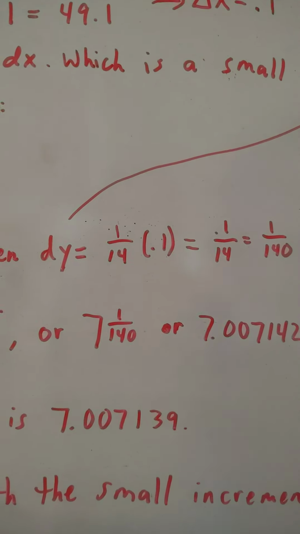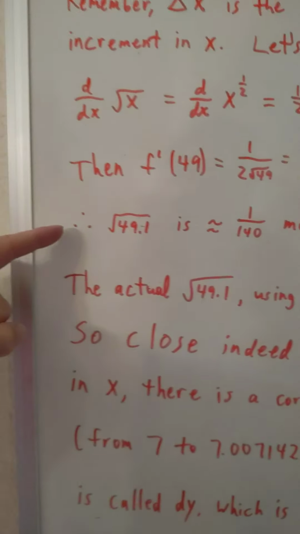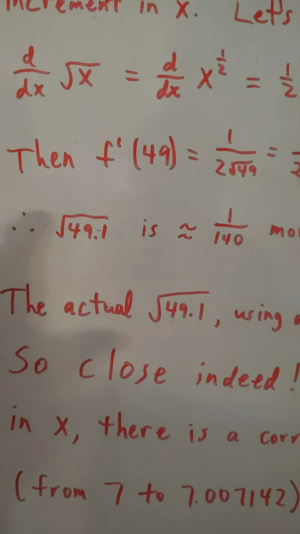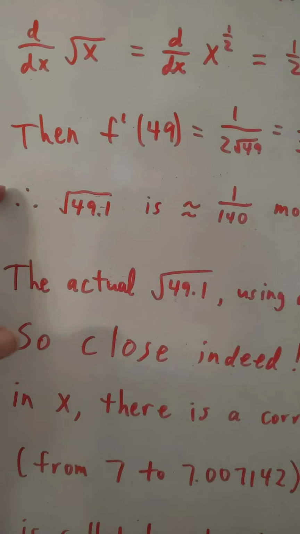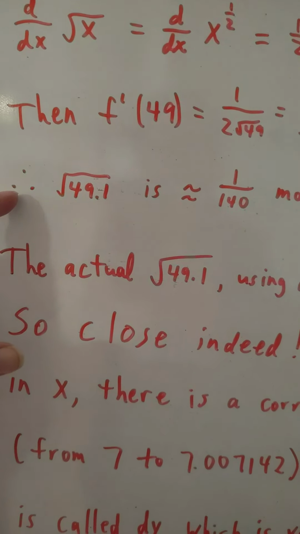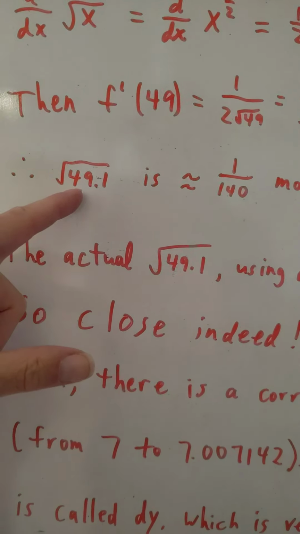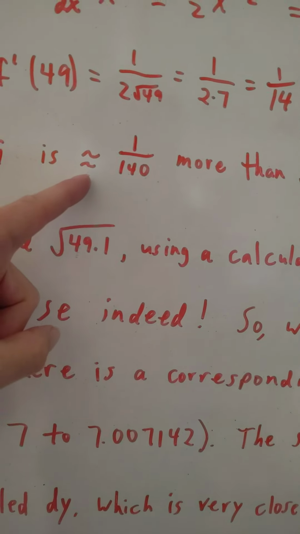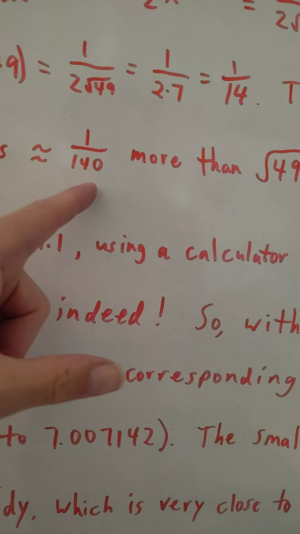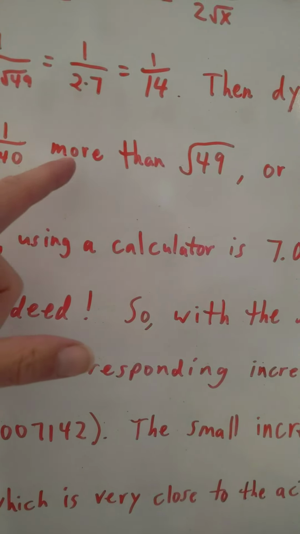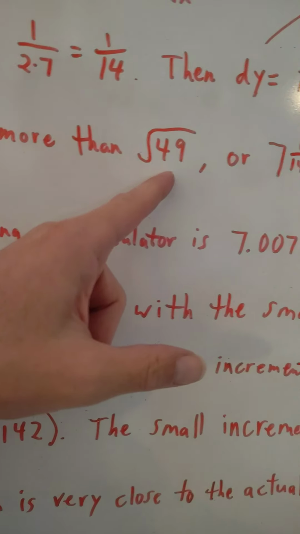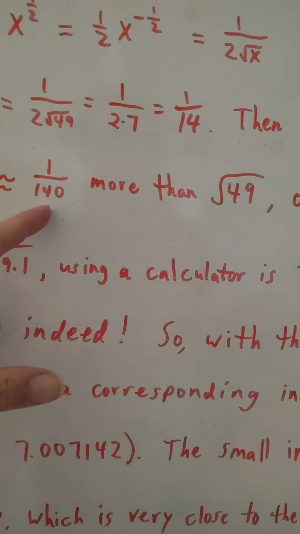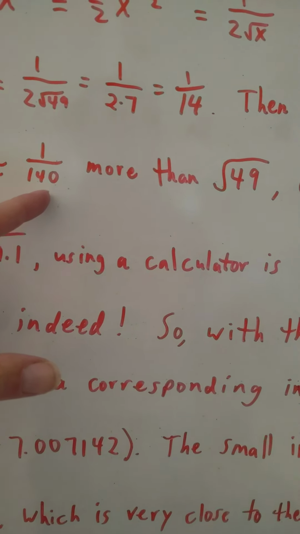Therefore, that's a cool abbreviation, the three dots. Make sure it does not look like a face. A common mistake is to draw two dots up top and one down there. So that means therefore. Therefore, the square root of 49.1, which we didn't know, is approximately, that's what the wavy equal sign means, 1/140th more than the square root of 49. Because again, we figured out dy is 1/140th.